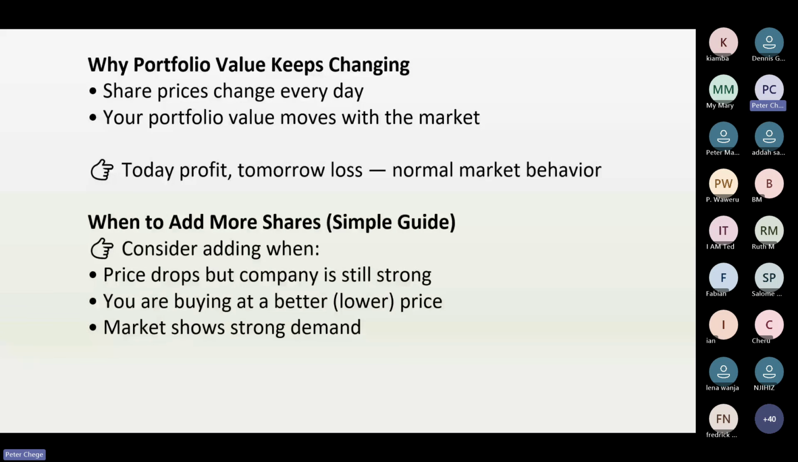Market value, current value keeps on changing. Current price keeps on changing, meaning your portfolio value moves with the market price. So today it will be in a profit, tomorrow at a loss, the following day profit, at one point a very huge profit. That is normal market behavior based on price movement. What does that mean? When prices go down, that may be the time to add more.